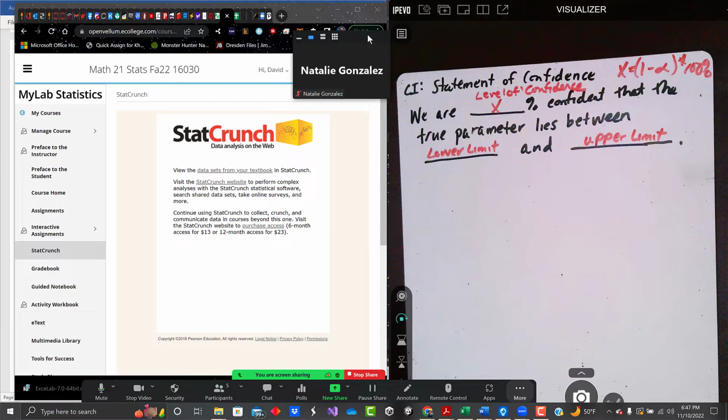If it's a proportion, we might list this as percentages. If it's a mean, we should probably list units. Something like that.